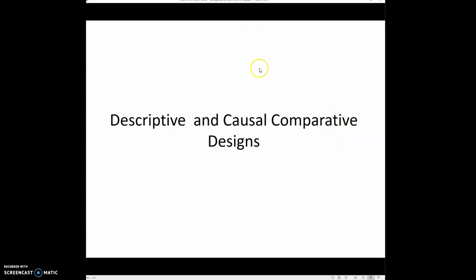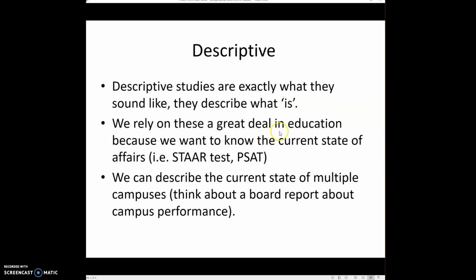So we're going to begin with a little bit of introduction about descriptive and causal comparative designs. This part will mostly take care of the descriptive parts. So descriptive research is exactly what it sounds like. You're just describing the condition of something that you're looking at. For example, in schools, you're describing the condition of third grade math scores or the condition of seventh grade math scores. And we rely a great deal on these in education because people tend to want to know a lot about how things look.